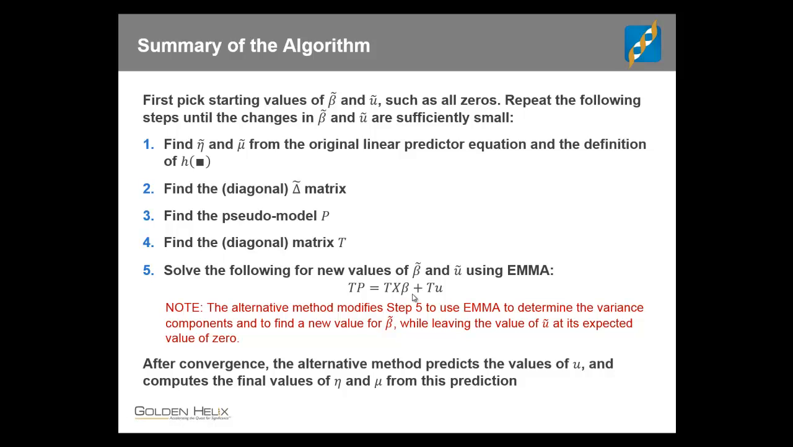And again, the alternative method modifies step 5 to use EMMA to determine the variance components and to find new values of beta while leaving the value of u at its expected value of 0. After convergence, this alternative method predicts the value of u and computes the final values of eta and mu from this prediction.